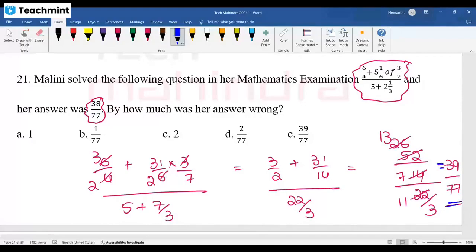She got 38 out of 77. The error, how much was the answer wrong? See, they're not asking your answer. You got 39 by 77. Don't put that. How much was her answer wrong? Molly got 38 out of 77. Correct answer is 39 out of 77. The wrong is 1 out of 77. See the way of asking the question. Good thing we can see that.